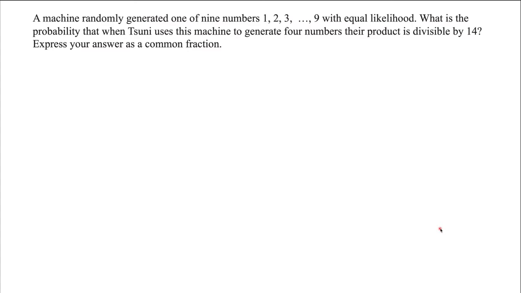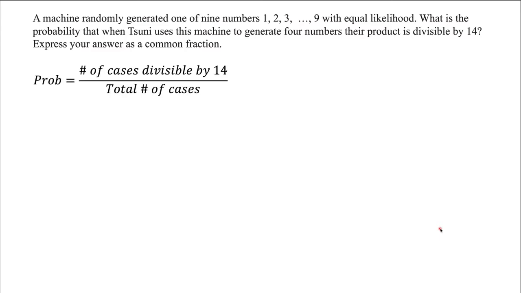Since all numbers are generated with equal likelihood, the probability to have 4 numbers such that their product is divisible by 14 is simply equal to the number of cases where the product of 4 numbers is divisible by 14 divided by the total number of cases. So first we start with calculating the total number of cases.